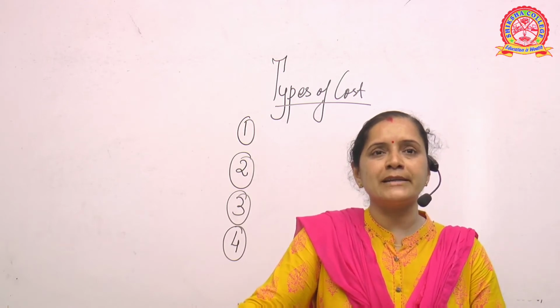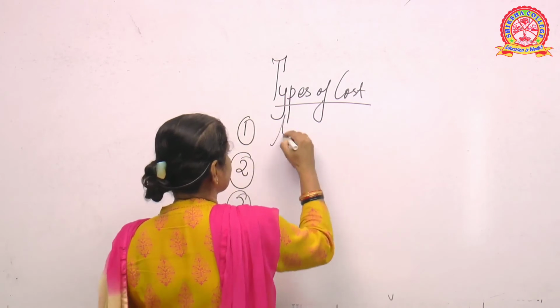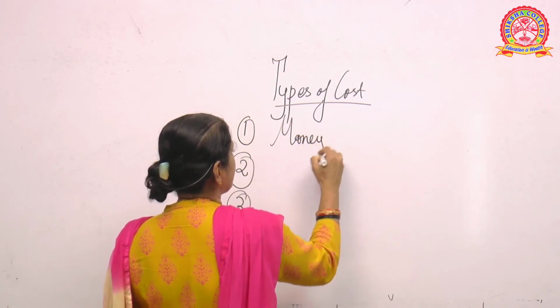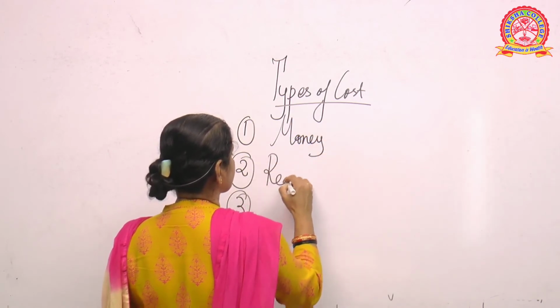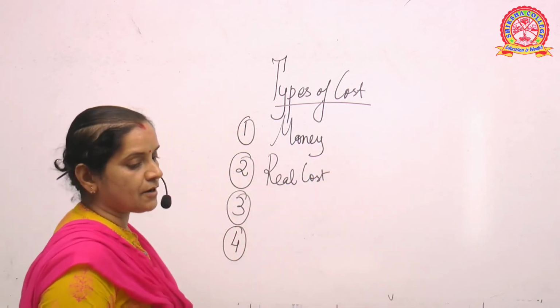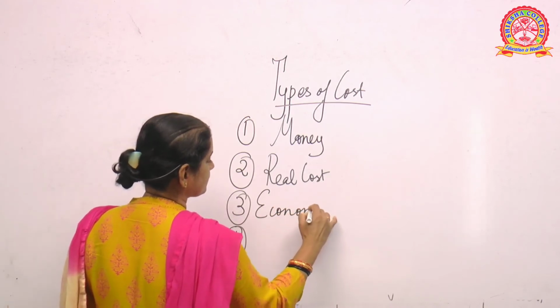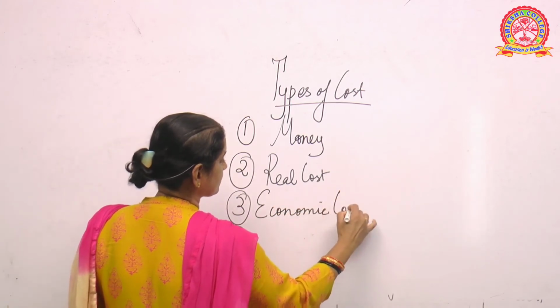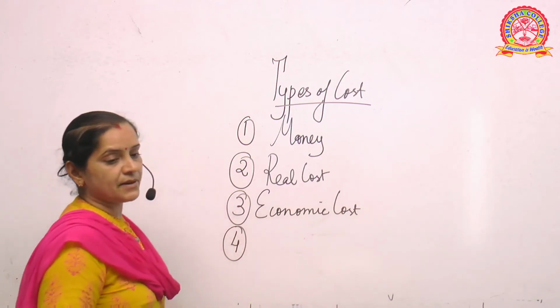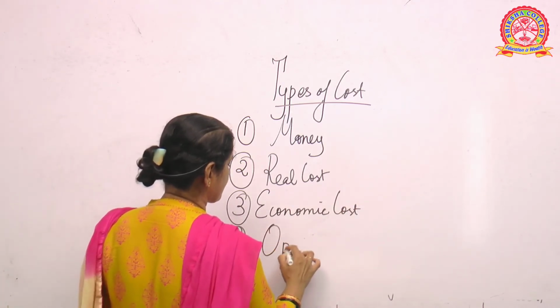Now let us come to the types of cost. The first is the money cost. Then real cost. Okay. And your third comes your economic cost. And the last one is your opportunity cost. So we have 4 different kinds of cost.